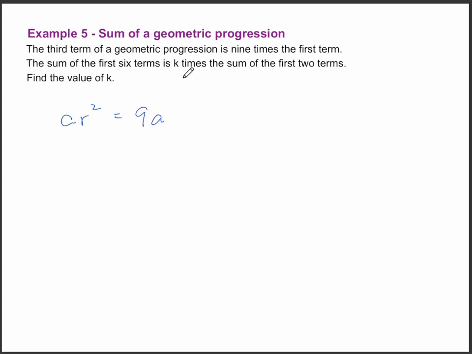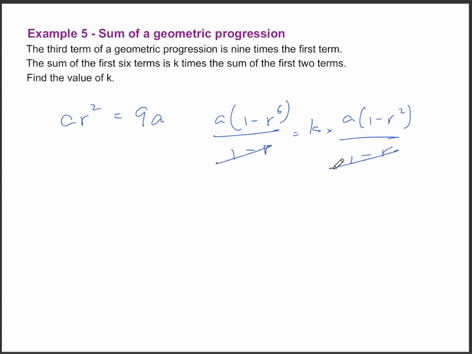Then the sum of the first 6 terms, which is a times 1 minus r power 6 over 1 minus r, is k times the sum of the first 2 terms. So k times a times 1 minus r squared over 1 minus r. And now we have to find the value of k. So first, let's just simplify the right one, because I can see it straight away. 1 minus r, 1 minus r are both on the denominator. We can just remove them. And then we can look at the first one again, where we can remove a. And you basically have r squared equals 9. Therefore, r equals 3 and r equals negative 3.